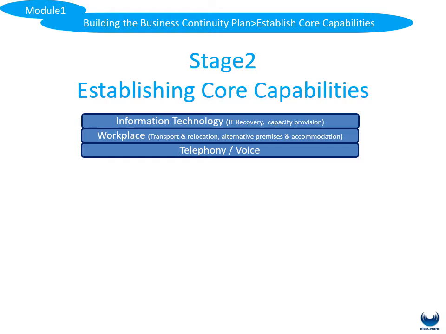In this stage, we're going to cover developing the foundation of a business continuity plan. These are the things that almost every business continuity plan will contain, regardless of the specific nature of the business, and there are three parts to this. First, the provision for resilience and recovery within the IT infrastructure, considering alternative workplace arrangements, and ensuring the continuity of voice communications.